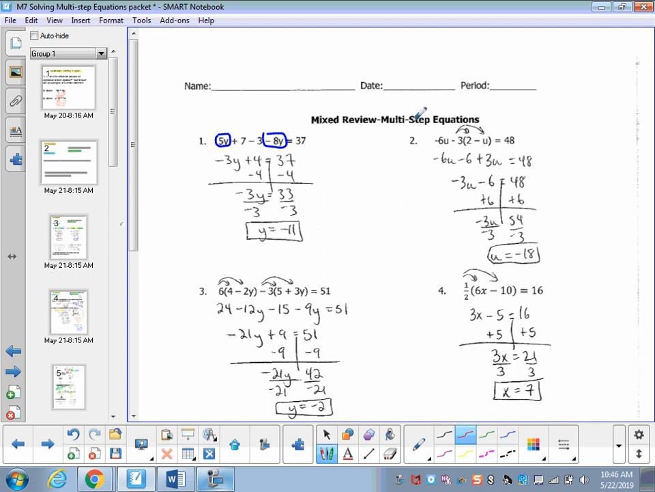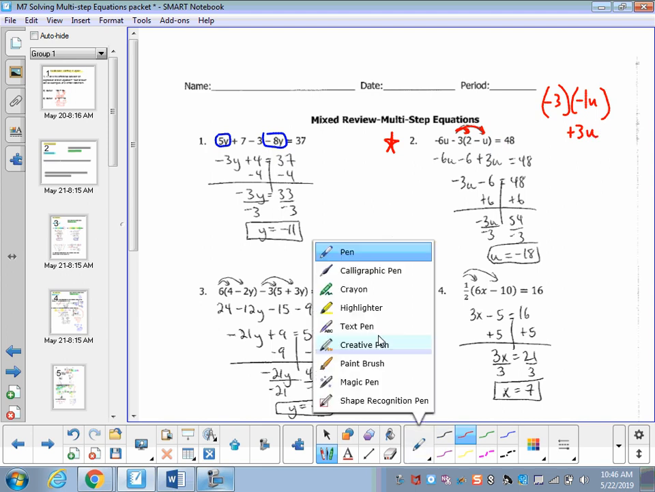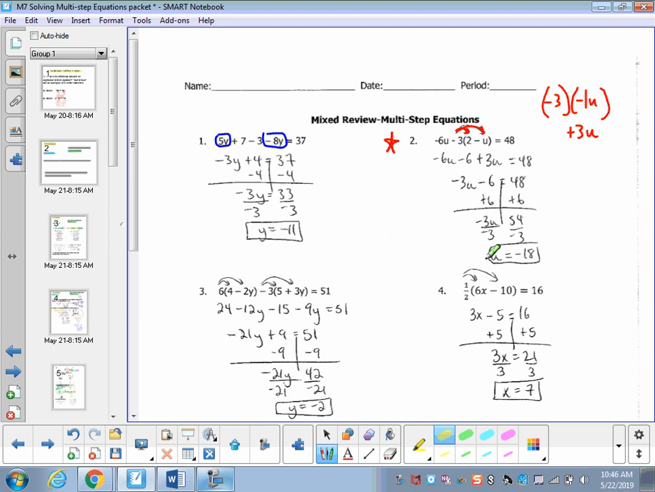Now number 2 definitely causes some confusion, and we need to start out here by distributing this negative 3 to 2, and that's where I get this negative 6. And now a negative 3 times a negative u, a negative 3 times a negative 1u would be a positive 3u. The negative times negative becomes a positive 3u. So that's where I get my 3u. So I'll highlight that part to help it stand out a little bit.